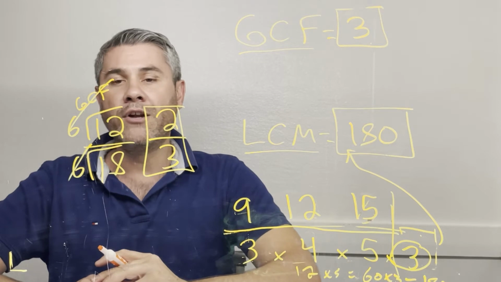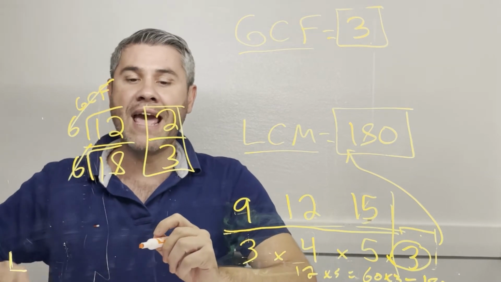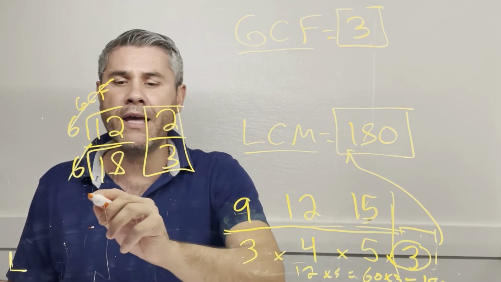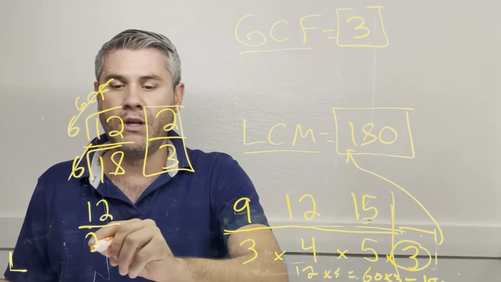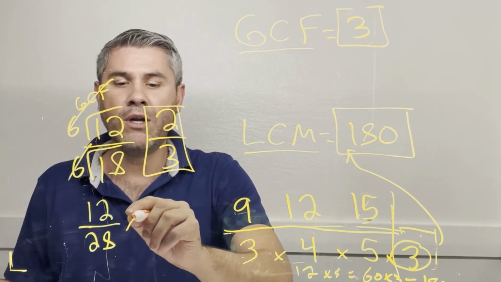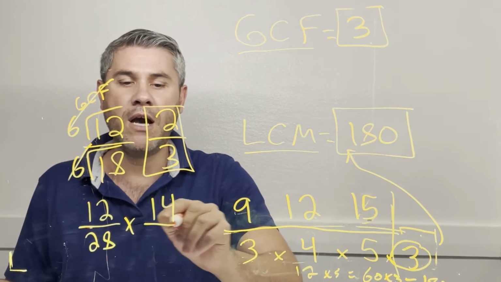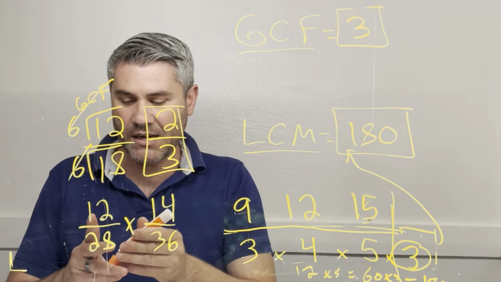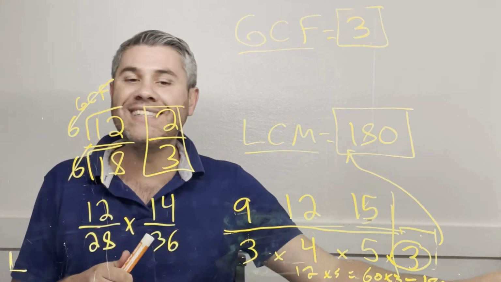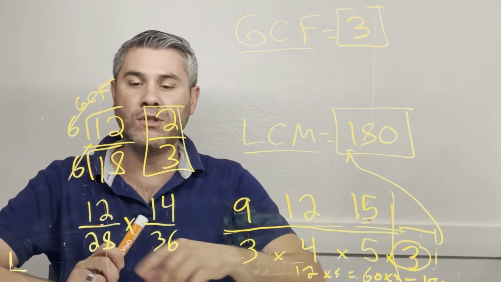Awesome. Another example where this comes in handy is when we're trying to multiply. Let's assume we have 12 over 28 and we're trying to multiply by 14 over 36. So again, we try to see what is a common factor between all of those numbers.